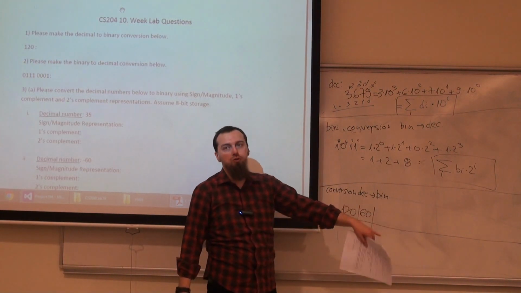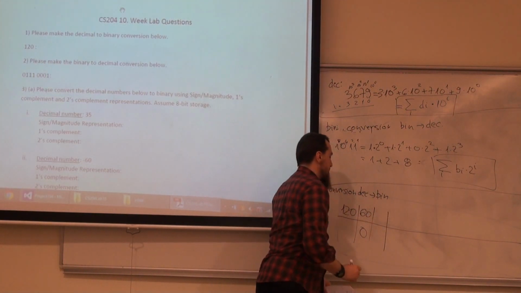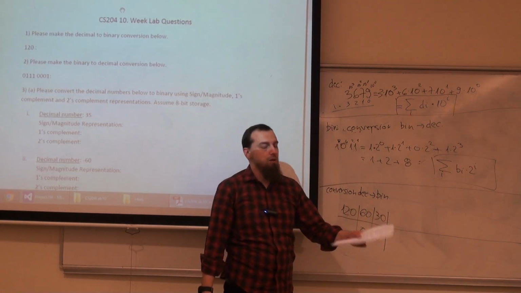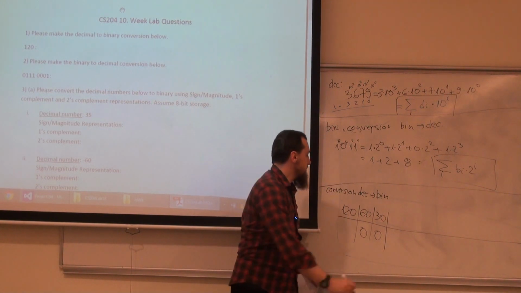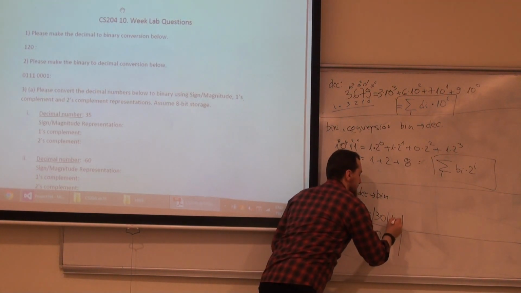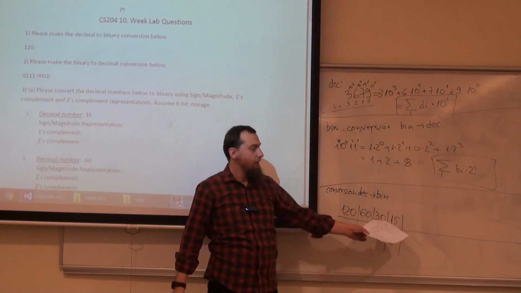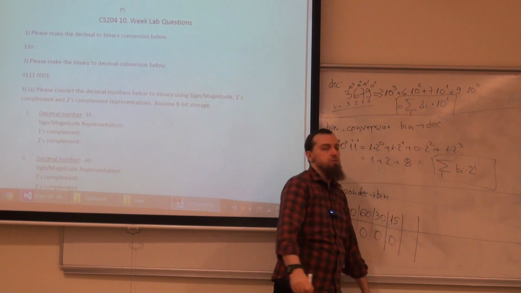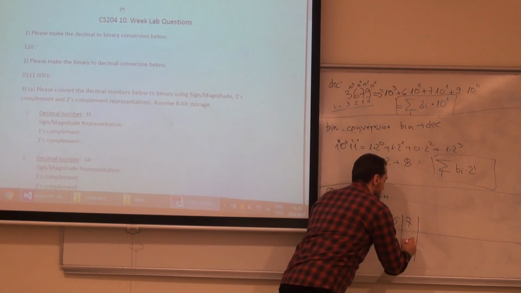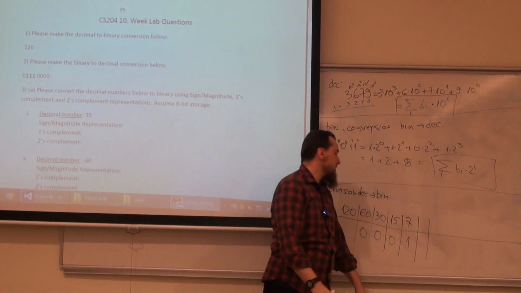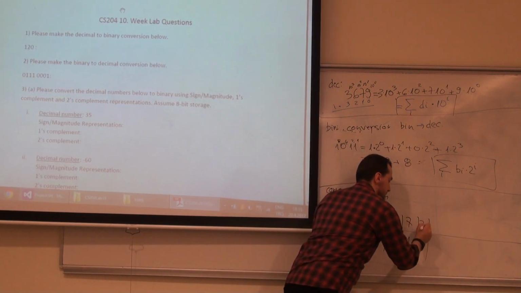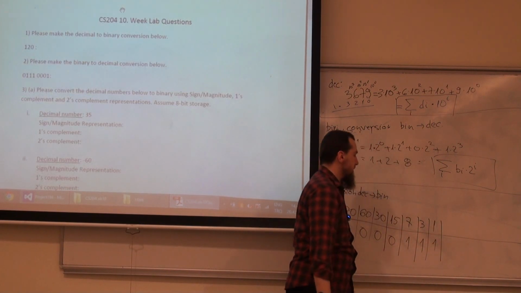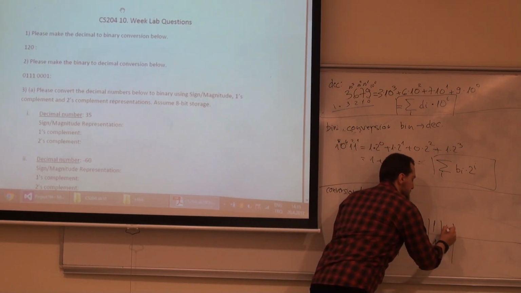Again, I divide 60 by 2. I get 30, the remainder is 0. I divide 30 by 2, I get 15, and the remainder is 0. I divide 15 by 2, what do I get? The integer is what? 7 and 1. If I divide 7 by 2, what do I get? 3 and 1. I divide 3 by 2, what do I get? 1 and 1. If I divide 1 by 2, I get 0 and 1.